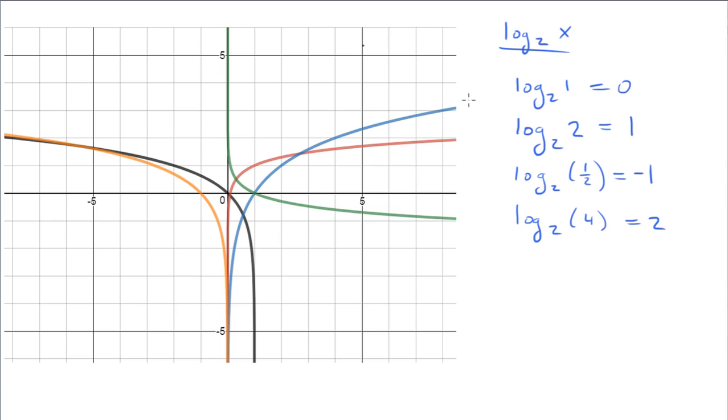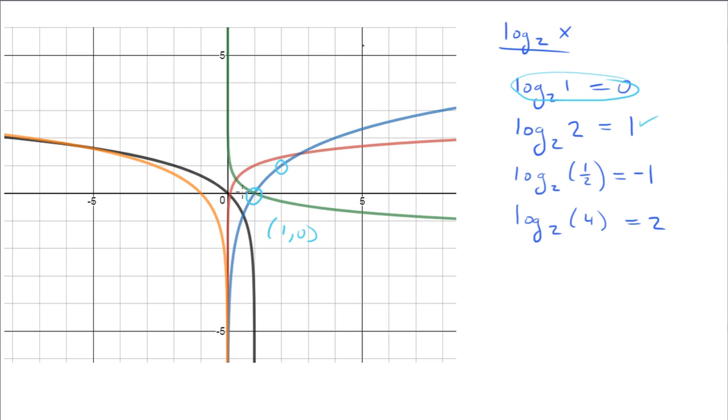Now I chose blue to write this all out on kind of on purpose, because I saw the point 1, 0 right away, and that's this point. So I was eyeballing this blue line to start. Then I'm going to go over to x is 2. So here's 2, and it's at 1. That matches. 1 half should be -1.